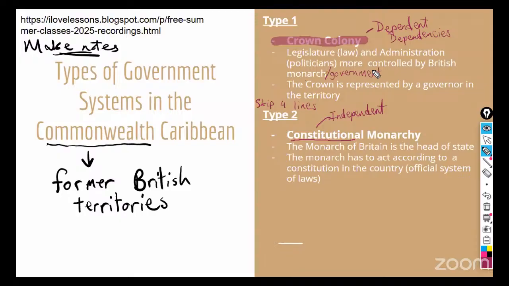They can't just decide, I am not signing this law, I disagree with it, once it has followed due process. They could argue against it, they could address parliament, they could talk, but if the overwhelming majority has decided this is what we're doing, then that's what they have to do, right? So the monarch has to act according to a constitution in the country, which is the official system of laws. And then we come to type 3.